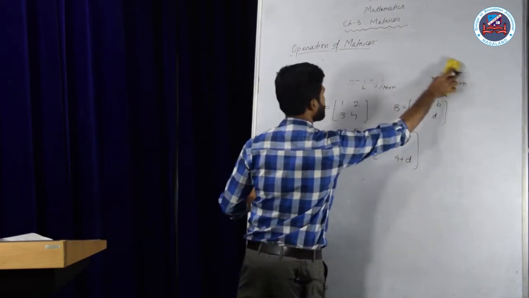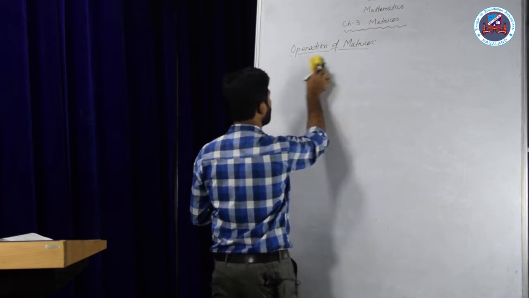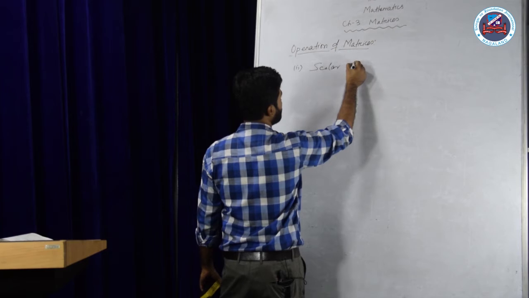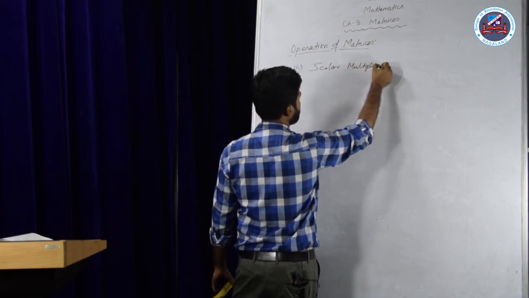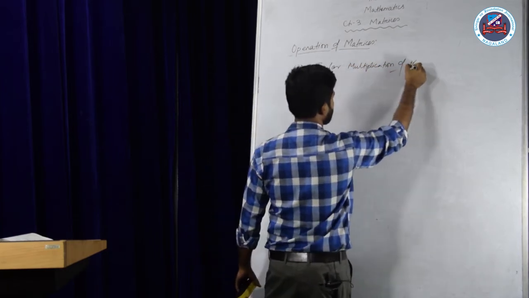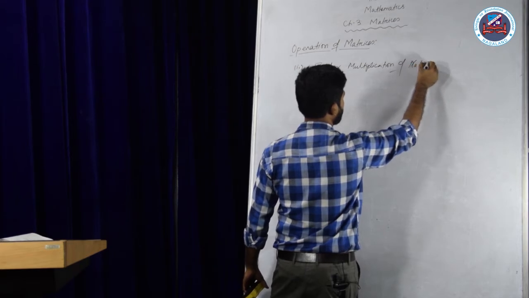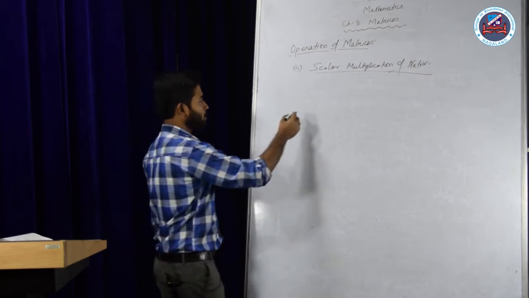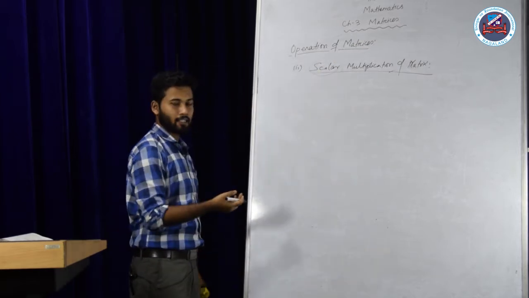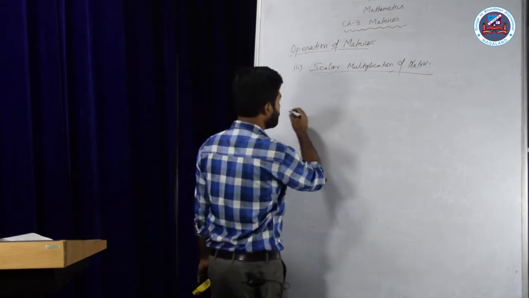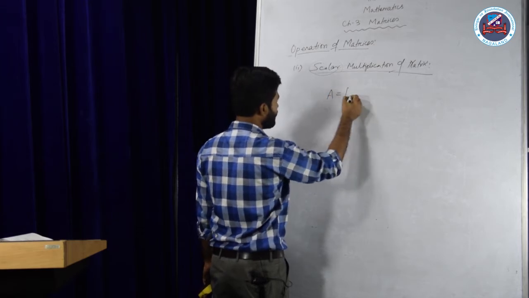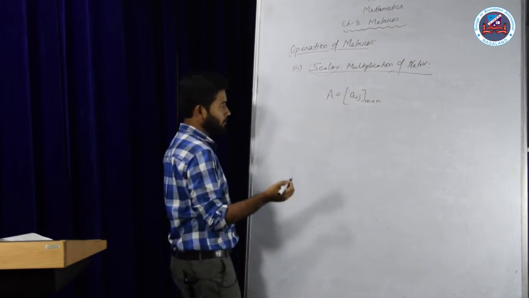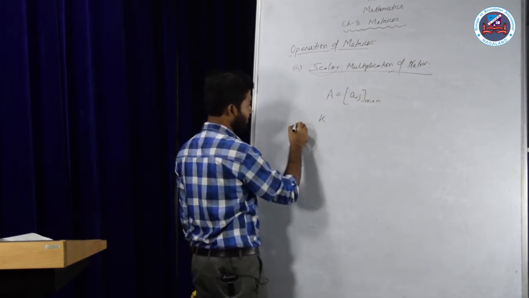Next we shall discuss scalar multiplication of matrices, or of a matrix. So what do we mean by scalar multiplication? When I use the word scalar, I need to understand that it is some constant. So if I have a matrix A given by Aij, m cross n, and I have some scalar say k.